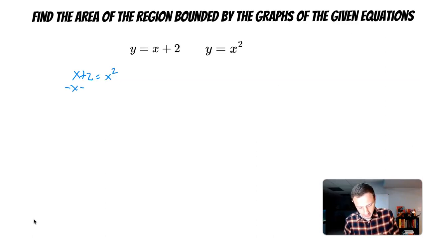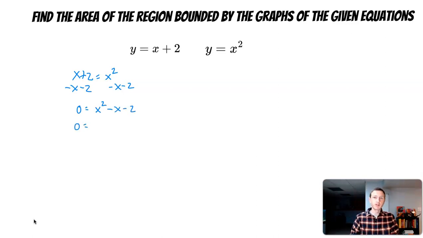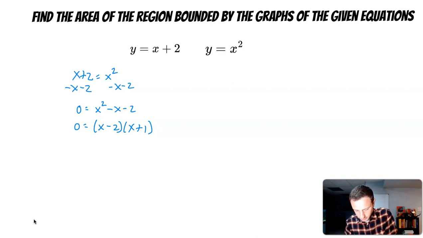So let's subtract x, let's subtract 2. So I have 0 equals x squared minus x minus 2. Because I'm setting them equal to one another, what I'm wondering is for what x values will this be equal to one another? So I'm going to now factor this. I want two numbers that multiply to a -2, add up to a -1. That's going to be x minus 2 and x plus 1, right? -2 times 1 is -2. -2 plus 1 is -1. Checks out.